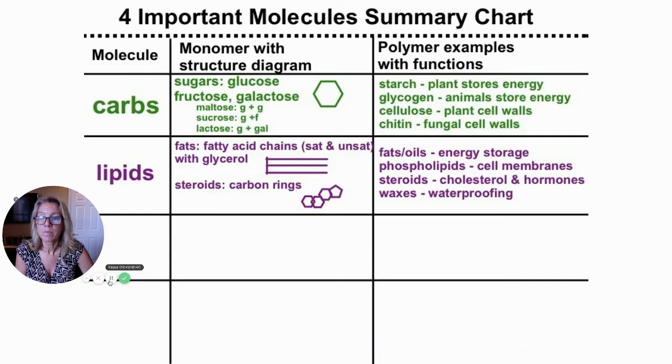Oh, sorry, one more thing. If you're filling out that chart, I wanted to show you how I would fill out that summary chart with lipids. Notice I said fats are fatty acid chains. You could have saturated or unsaturated fatty acid chains with glycerol. This is a simple diagram. This would represent the glycerol, and these are the long fatty acid chains. Here are steroids made out of carbon rings. Notice I put four of them together, and then I describe the polymers. So I want to make sure you had that as well. Okay, that's it.